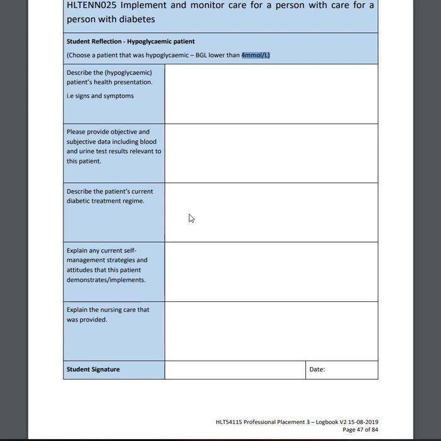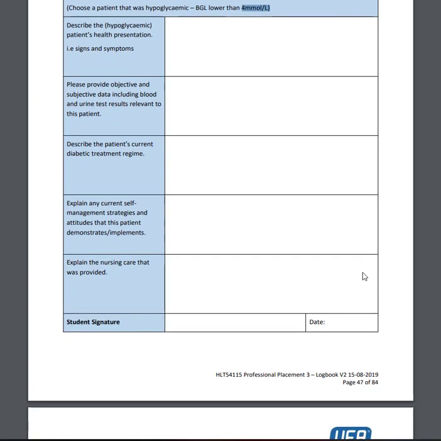We want you to describe the current regime that patient was on for their diabetes, so the medications that they're on, the frequency that they have their blood glucose measured, those kinds of things. We also want you to explain some self-management strategies that you may have discussed or implemented for this person, or if not, some suggestions that perhaps in the future you might recommend to them.